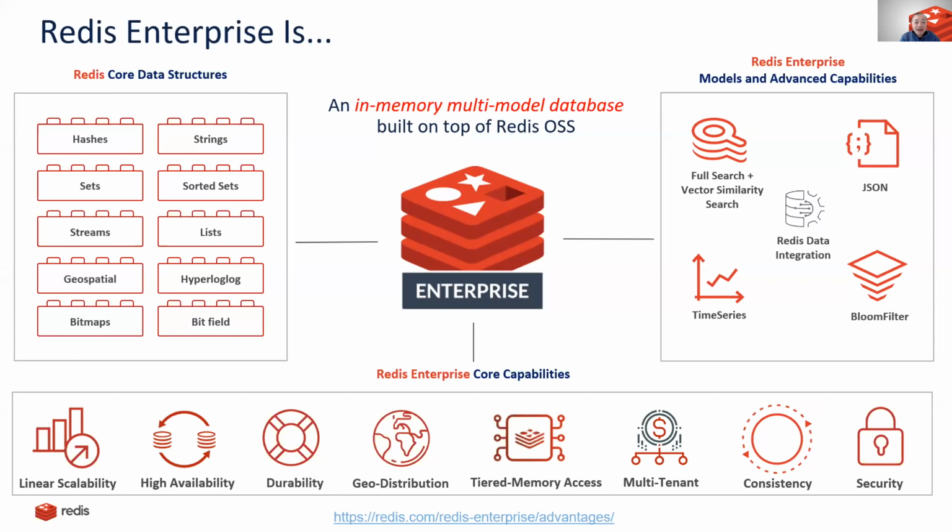So Redis Enterprise is really layering things like linear scalability, high availability, durability, something we call active geo-distribution. Tiered memory access is about not only using memory, but the potential to use things like flash disks and NVMe drives for some of what we call colder elements that may not need to be accessed as frequently. Multi-tenancy, consistency, and of course, security.